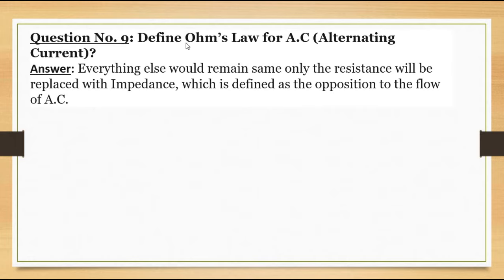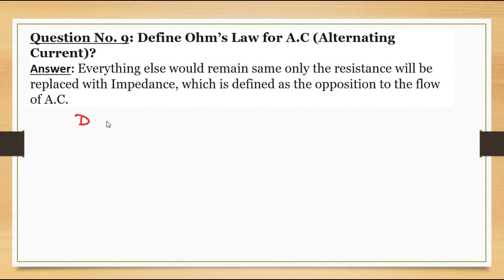Our question number 9 is define Ohm's law for AC current. So everything else would remain the same, only the resistance will be replaced with impedance, which is defined as the opposition to the flow of AC.